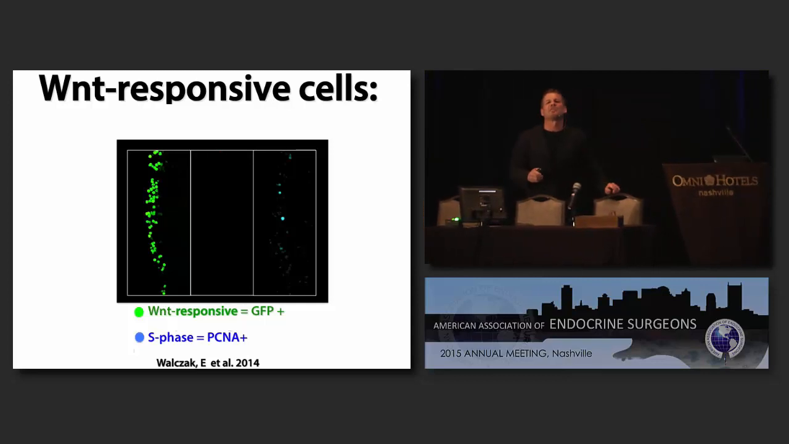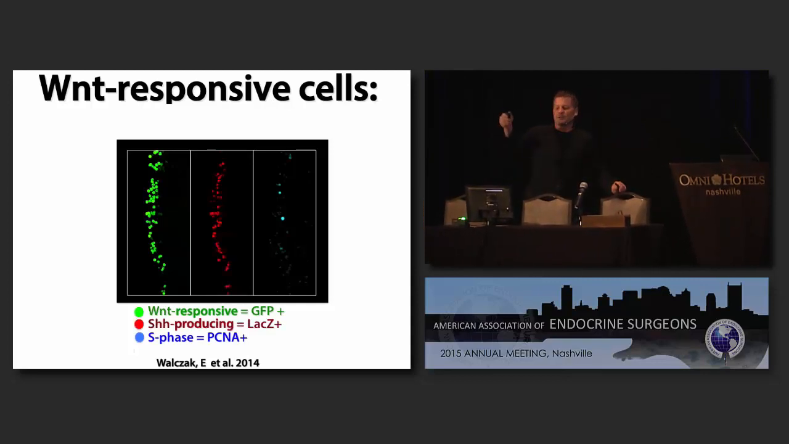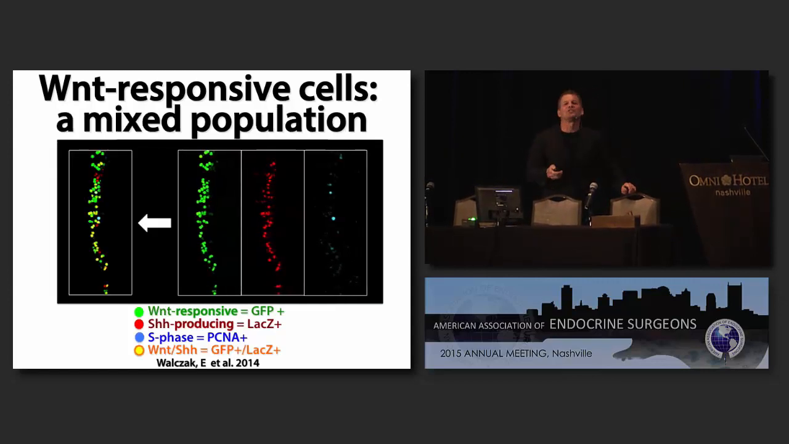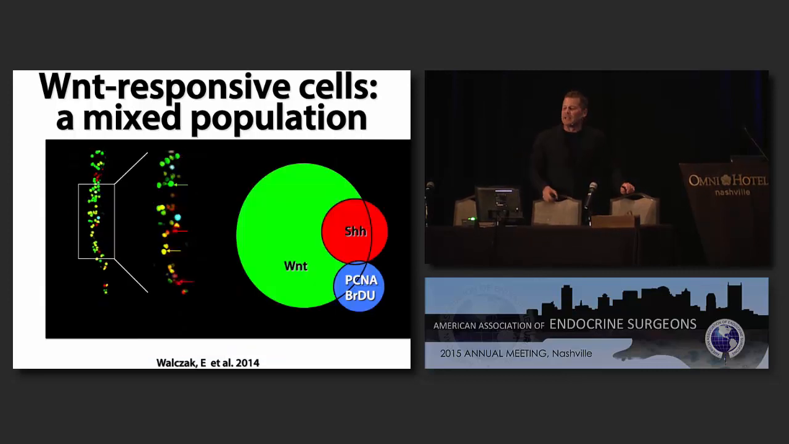Wnt responsive cells. The sonic hedgehog producing cells are in red. They look the same. The proliferating cells, the self-renewing ones, are in blue. When we overlay them, it turns out this is messy, as things are in science and medicine. And indeed, it looks like this in the Venn diagram. Almost every sonic hedgehog producing cell is a Wnt responsive cell, but the Wnts are doing a heck of a lot more than just turning on sonic. And indeed, proliferation is happening in mostly neither of these cells, and we still have a lot to figure out.